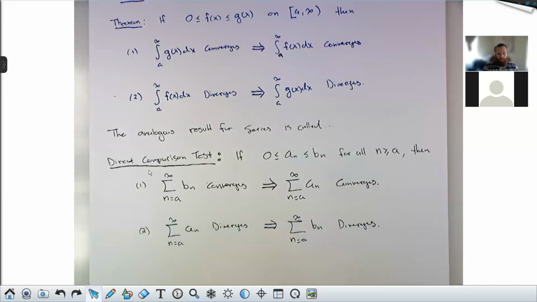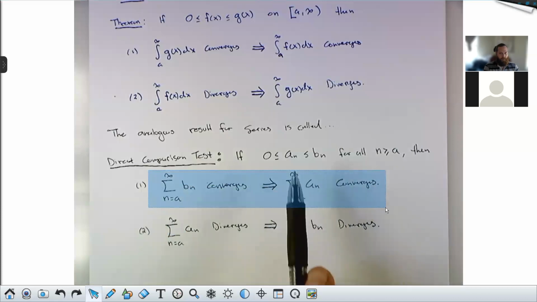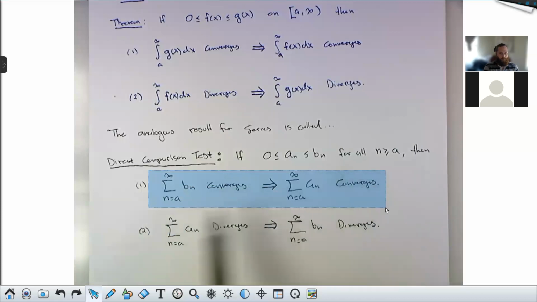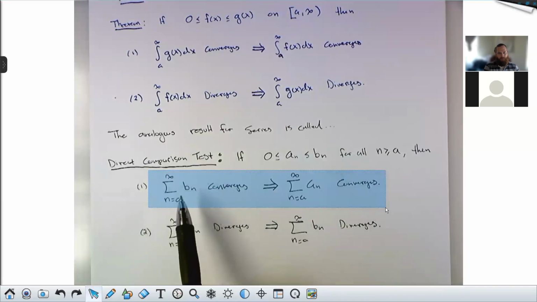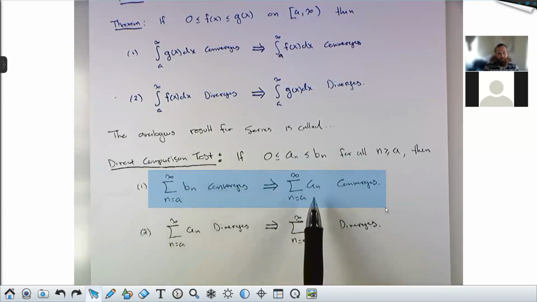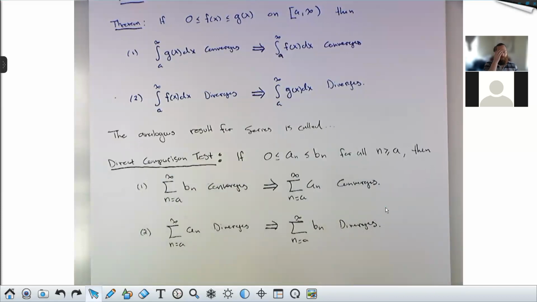Or if you're smaller than something finite, you must be finite. Again, the an's are smaller than the bn's. So if when you add up all the bn's, you get something finite, you must get something finite when you add up all the an's. Every term of this series is smaller than the corresponding term of this series. So if this adds up to something finite, and everything here is bigger than everything here, then this must also add up to something finite.